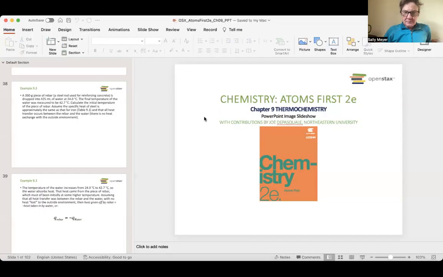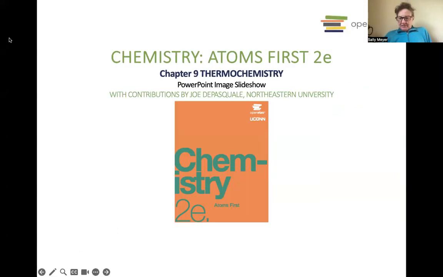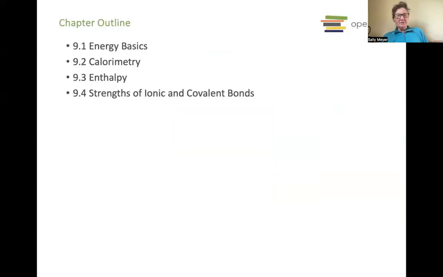Hi, we're going to start our discussion of the energy related to chemical reactions. The area of study is called thermochemistry. We're going to talk about the basics of energy, what energy terms we need to understand, the idea of calorimetry, which is a way to measure energy changes during a chemical reaction. We're going to look at a thermodynamic function called enthalpy, and then we're going to look at how you can use thermochemistry to understand the energy stored in bonds.